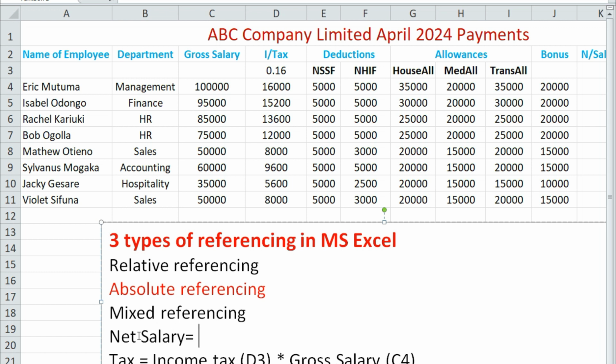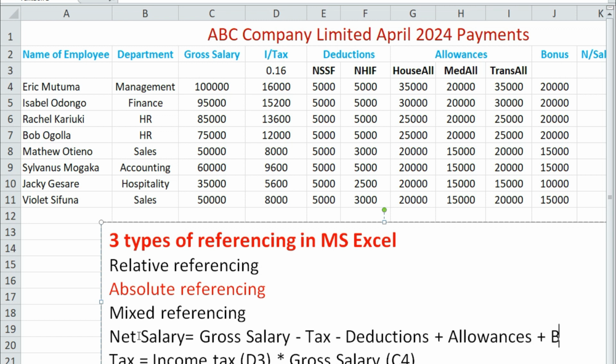Is equals to what? Gross salary minus tax minus deductions, plus allowances plus bonus. That is the formula to finding the net salary.